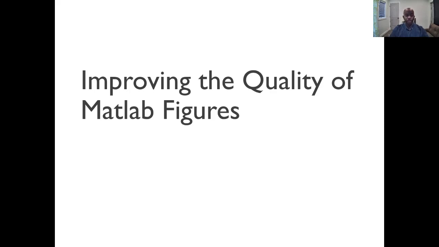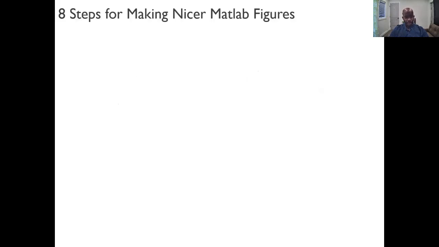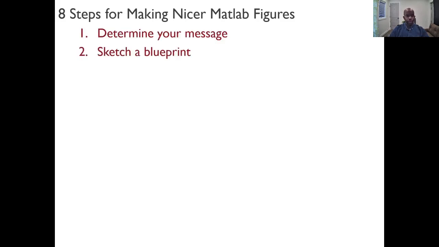So now we want to take some time to think about how we can improve the quality of figures, particularly in MATLAB. And we're going to do that by relying on an 8-step process. In this case, we want to determine our message, figure out what we're trying to communicate, and then sketch a blueprint of that figure. Now, this is something you can do before you collect any data, and I think this is often really important to do at the design stage of an experiment.